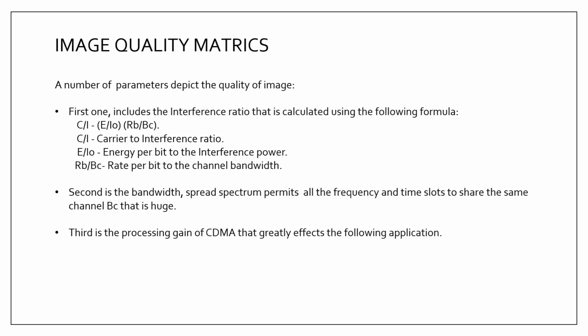Second is the bandwidth. Spread spectrum permits all the frequencies and time slots to share the same channel Bc, and hence it is said to have a higher bandwidth. The third parameter is the processing gain that greatly affects the following application.